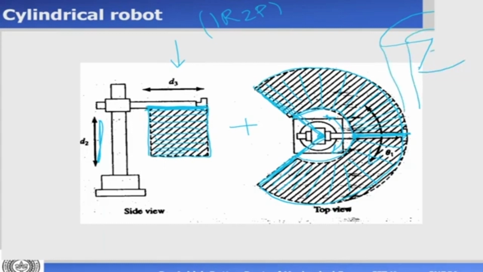So this is my bigger cylinder and this is my hollow cylinder. This is my cylindrical shape. So this is the shape I'm getting. It's a hollow cylinder, the work volume shape of a cylindrical robot, and I hope you understood the way it is drawn. Once you understand that, it's very easy to draw the work volume of different types of robots.